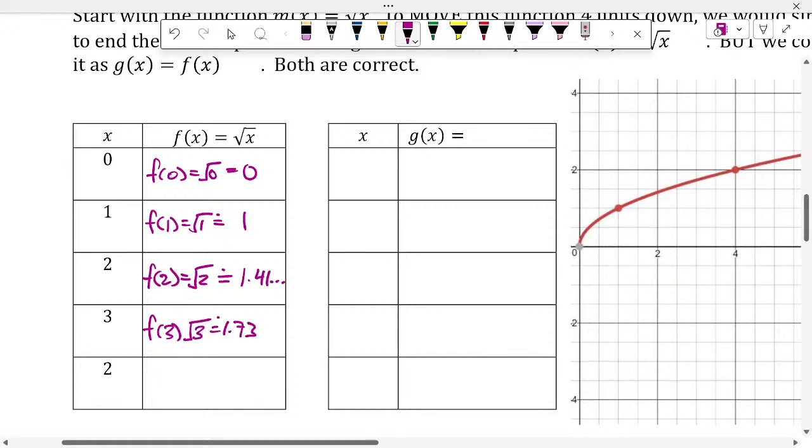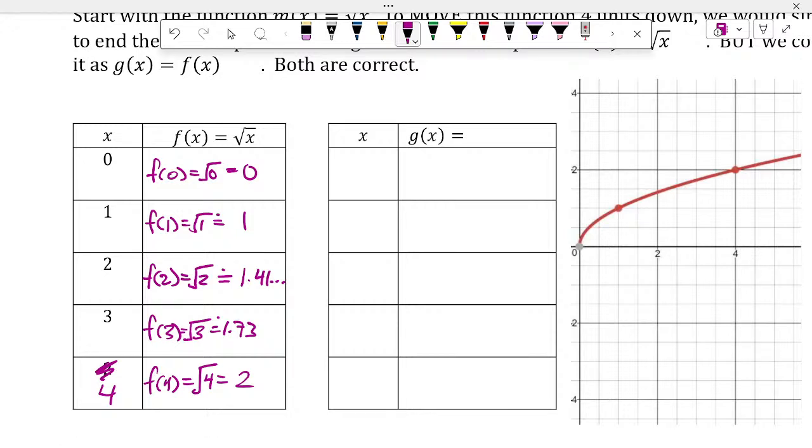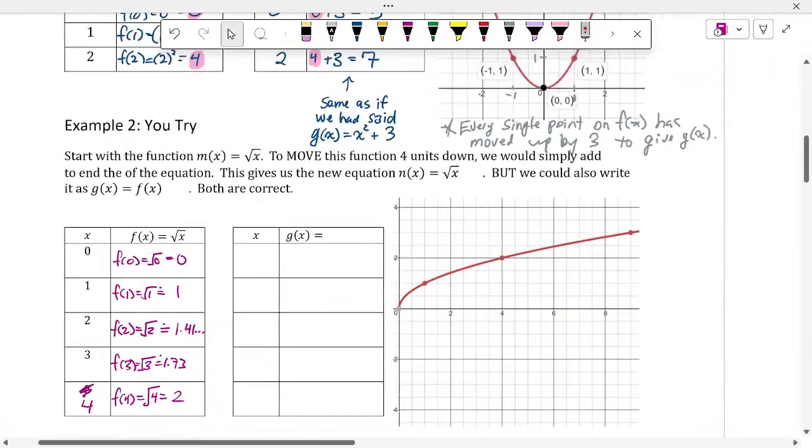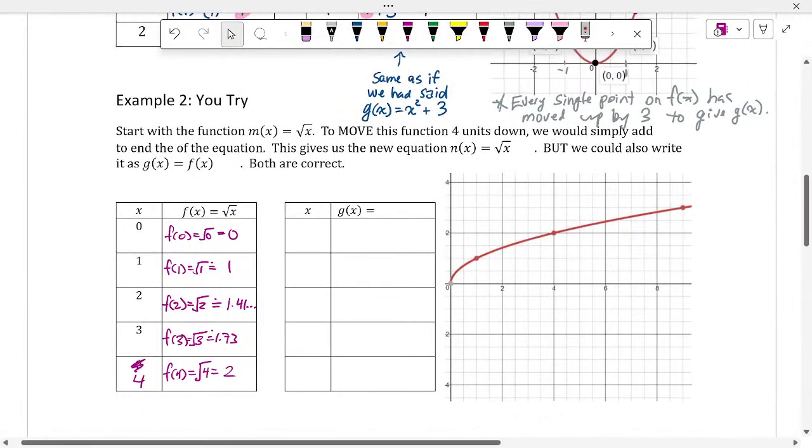And then, what did I mean to put here, obviously? 4. Why did I put 2 again? Well, because what's F at 4? It's the square root of 4. And what's the square root of 4? 2. So I accidentally put the answer there. Sorry about that. I already wrote it down. I'm going to just make another table. 4. And, yeah, that would be 2. Okay. And then here, that was our function there.